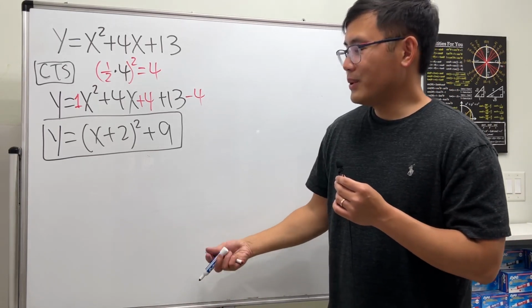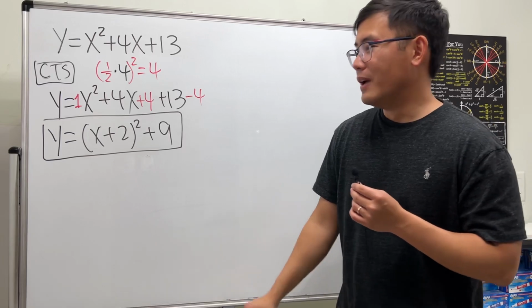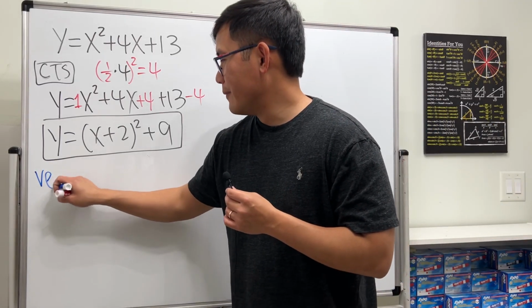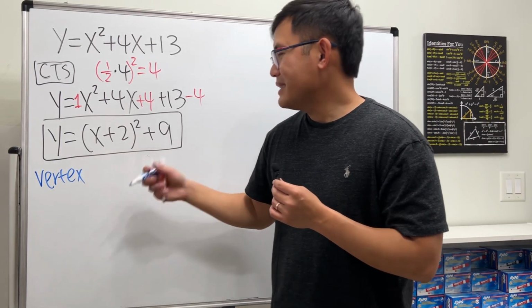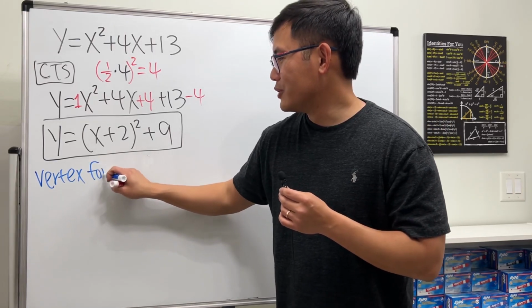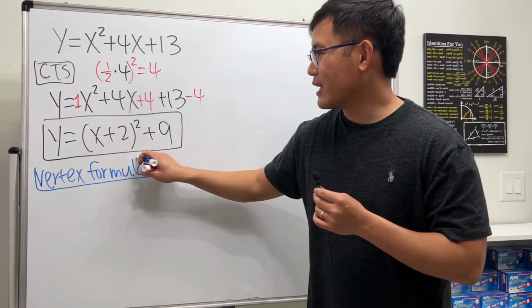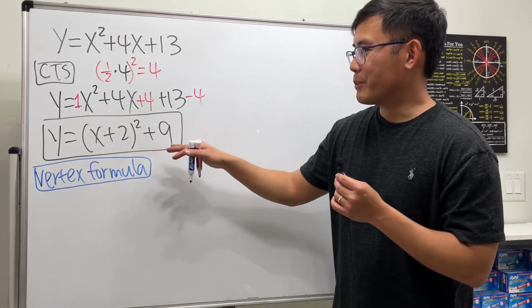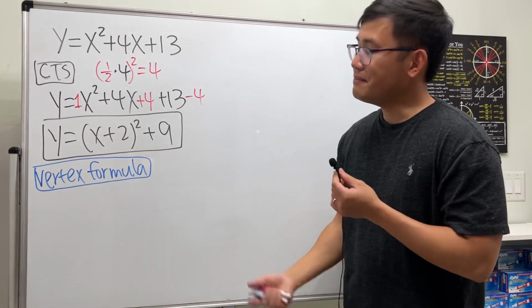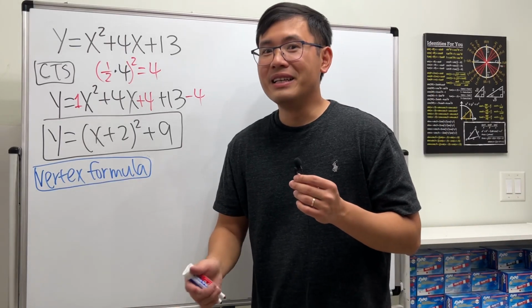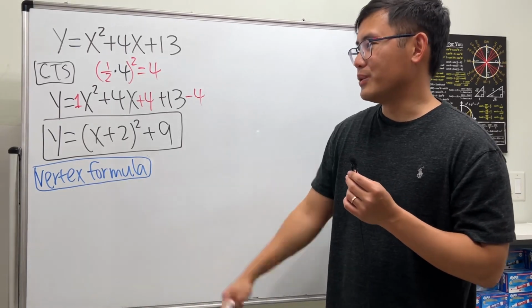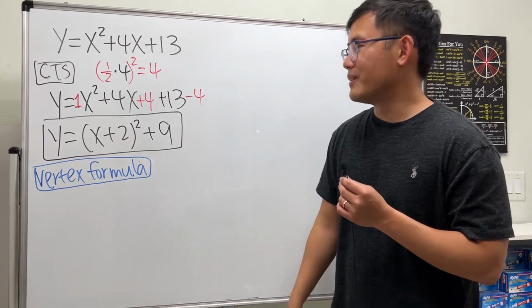And here's another way to do it. Of course, if you want the vertex form, why don't we use the vertex formula? But I will say this right here is not so legitimate because completing the square is actually the way to prove that formula, right? But anyway, depends on the instruction. If your teacher is okay with using this, then do it. If not, then just complete the square.